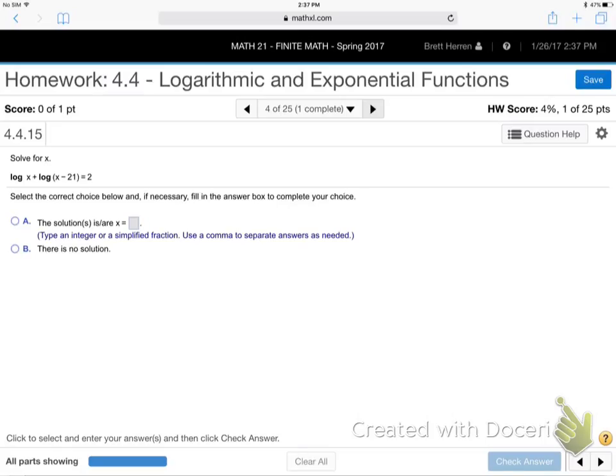Okay, so number 4. Log x plus log x minus 21 equals 2, huh? Okay, so try that one, same thing. It's all about gathering those logs up and then losing the log. So gather up the logs and lose the log.